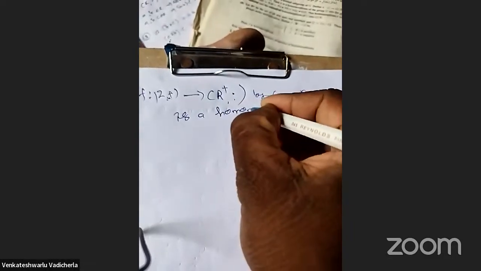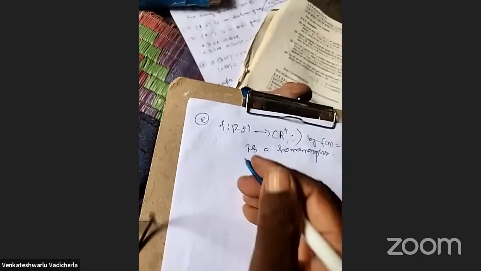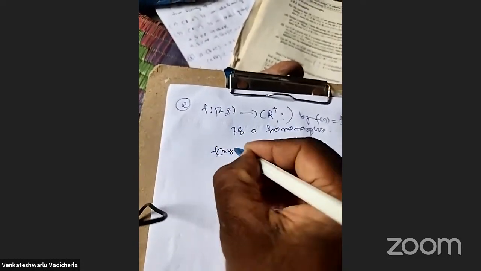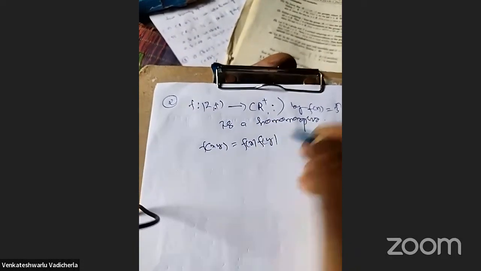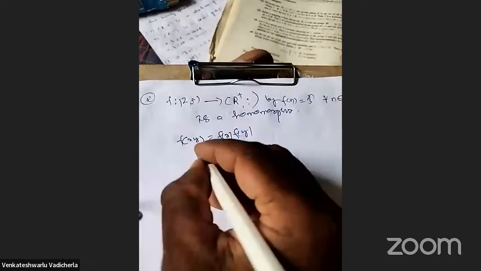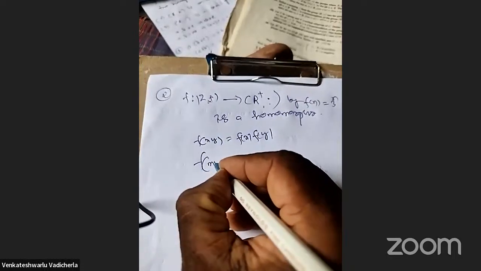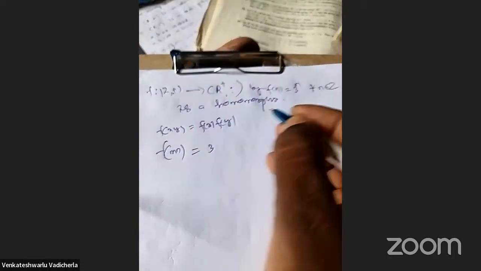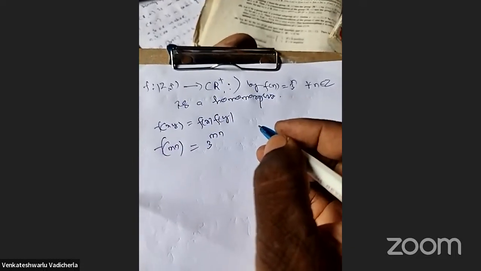You have studied the homomorphism topic, so now I will show that it is a homomorphism. What is the homomorphism definition? f of xy is equal to f of x into f of y. Let us show this. Take f of mn. What is the function defined? 3 to the power mn.